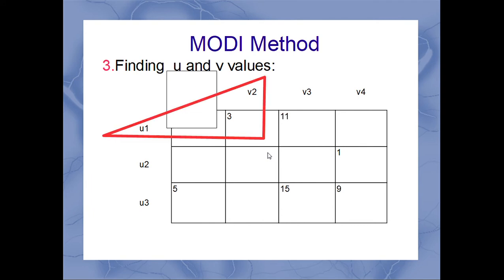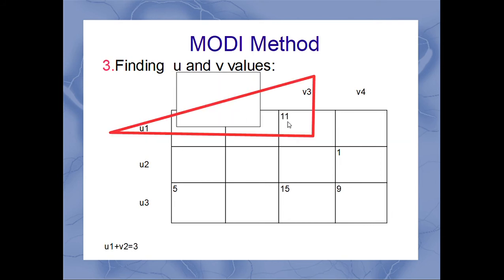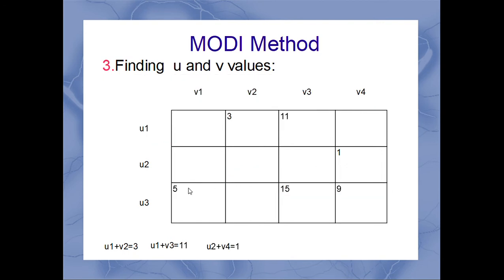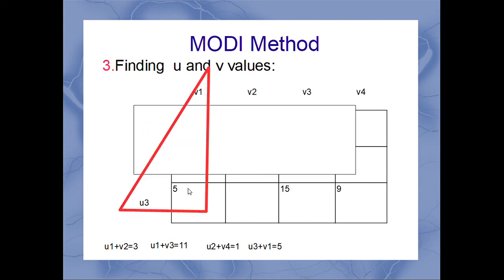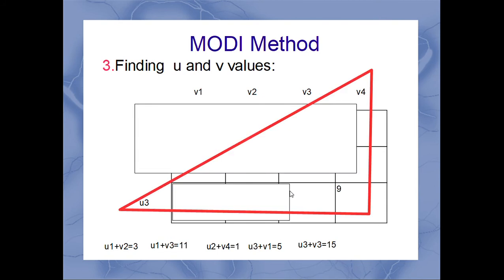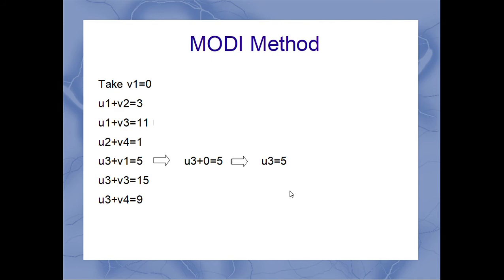So we have to find the equations. For this number, u1 plus v2 equals 3, and for this number u1 plus v3 equals 11, and for this number u2 plus v4 equals 1, and u3 plus v1 equals 5, u3 plus v3 equals 15, right? And u3 plus v4 equals 9. This is our set of equations.